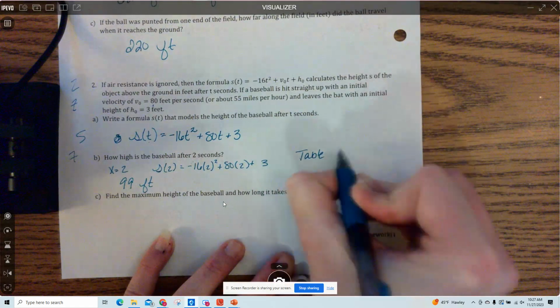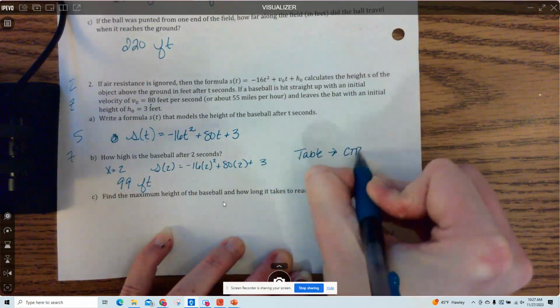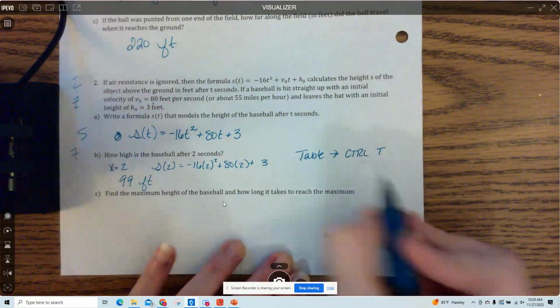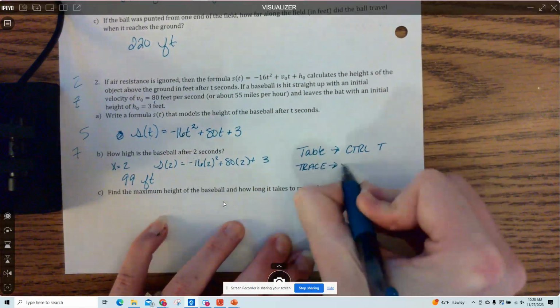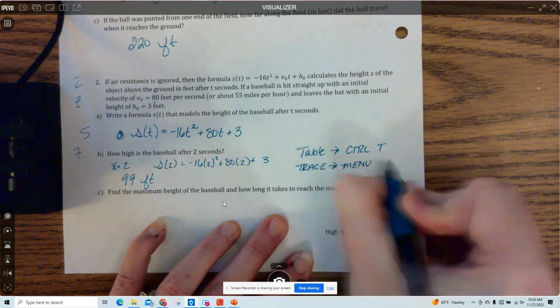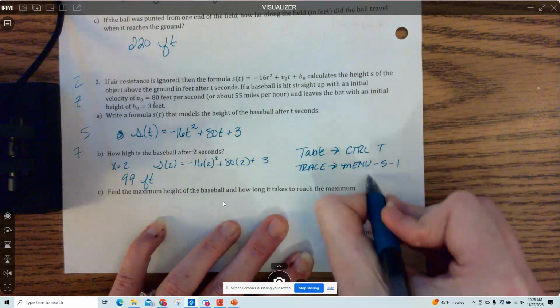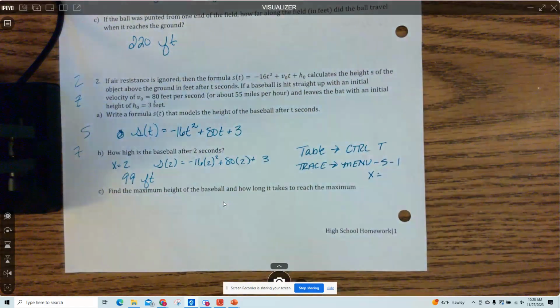Okay, so table is Control T. Trace is menu 5-1, but you have to know your x value. There's not a trace for if you know the y value. Okay? You can find it on the table.